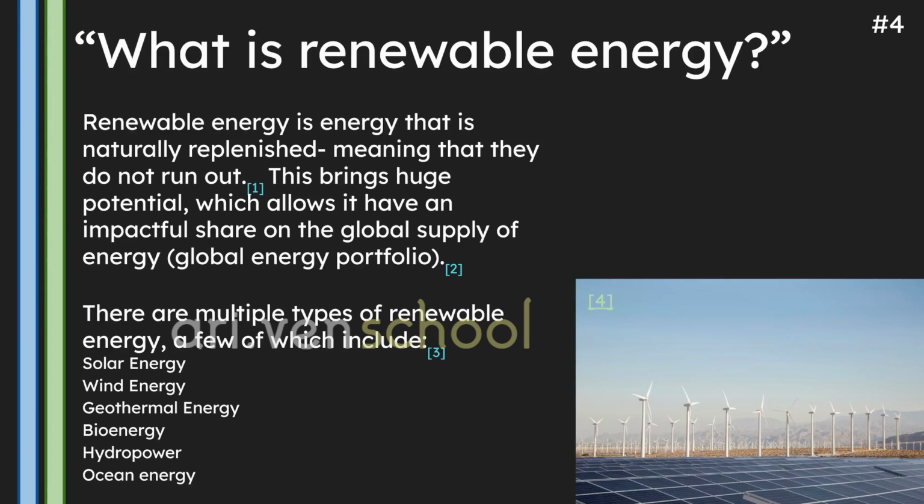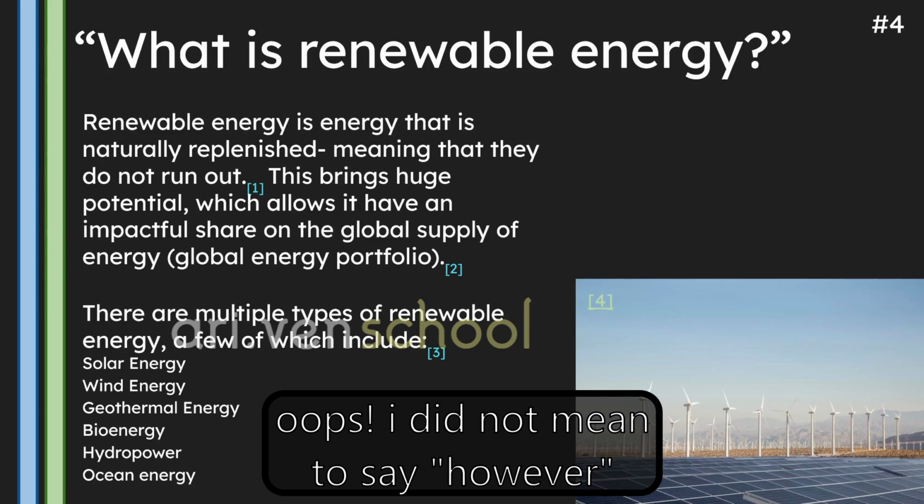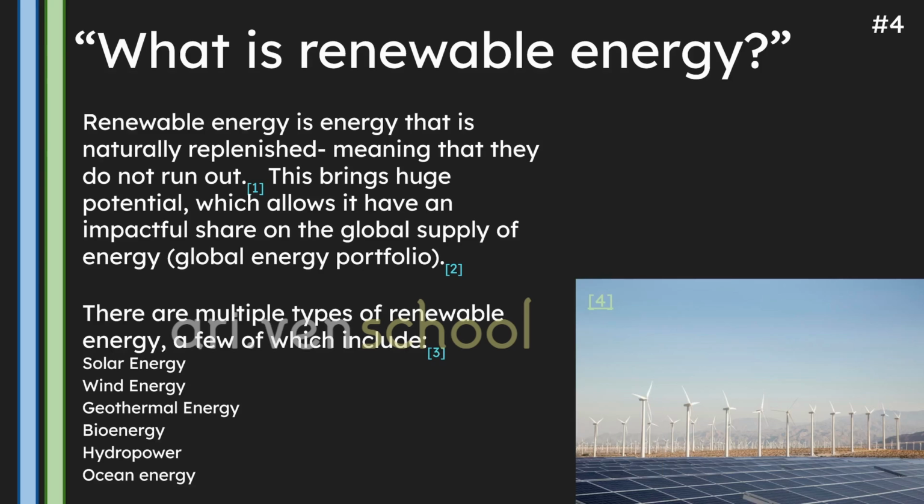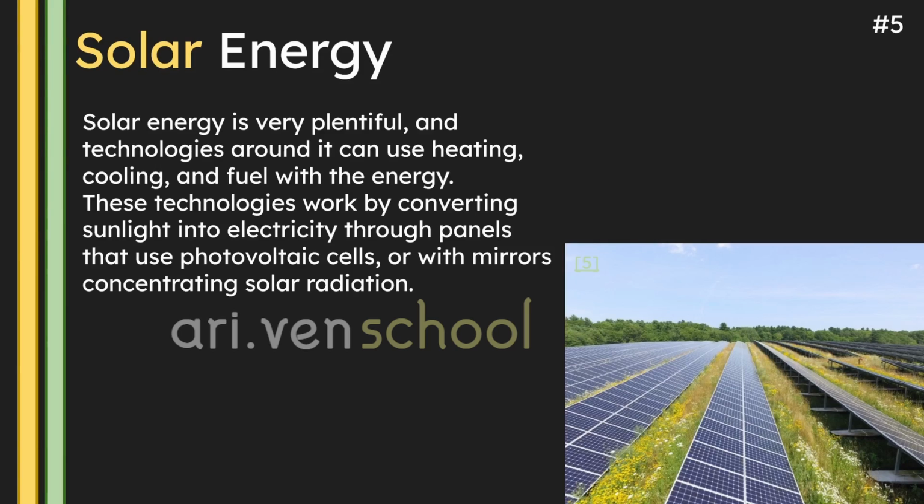Renewable energy is basically energy that naturally replenishes, meaning it doesn't run out. This brings huge potential, which allows it to have an impactful share of the global supply of energy. There are multiple types of renewable energy, a few of which include solar energy, wind energy, geothermal energy, bioenergy, hydropower, and ocean energy. There's a lot of solar energy out there, and technologies around it can use the energy for heating, cooling, and fuel. These technologies typically work by converting sunlight into electricity through panels or mirrors.